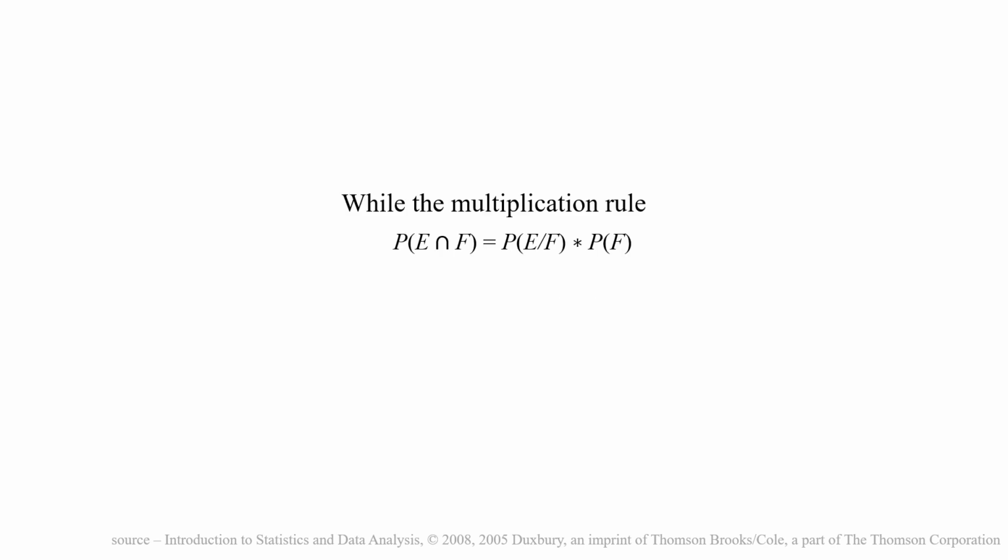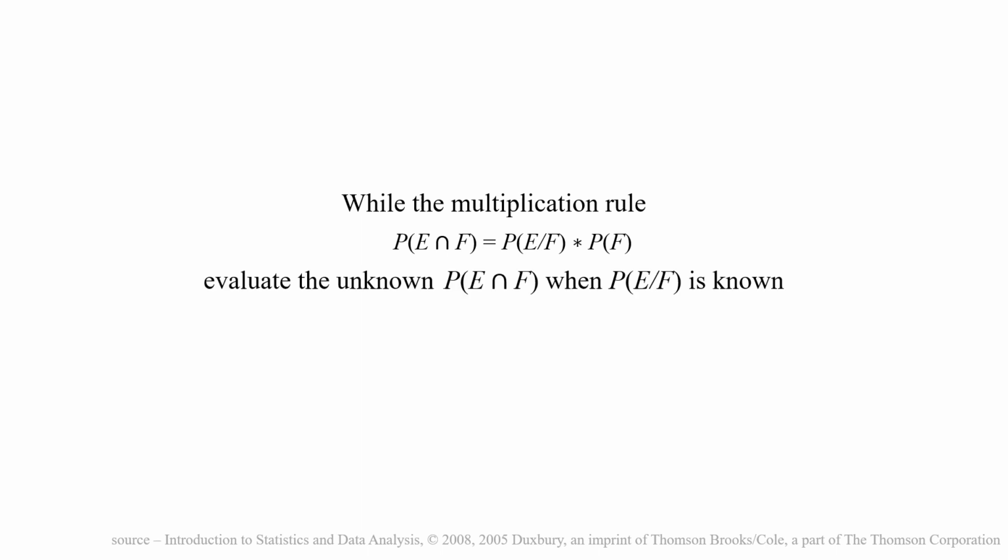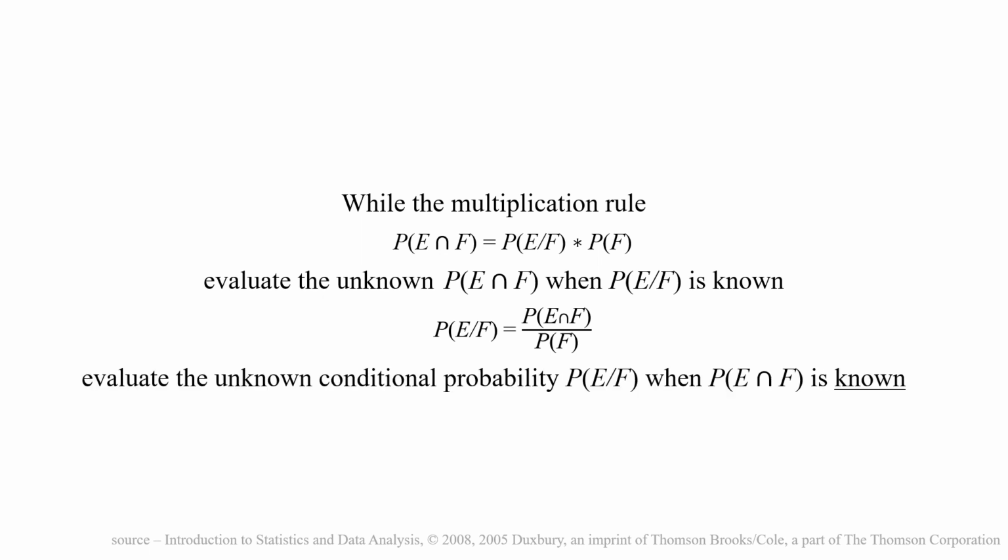While the multiplication rule probability of E intersection F equals probability of E given F multiplied by probability of F is useful to evaluate the unknown probability of E intersection F when probability of E given F is known, the other form probability of E given F equals probability of E intersection F divided by probability of F is useful to evaluate the unknown conditional probability of E given F when probability of E intersection F is known.